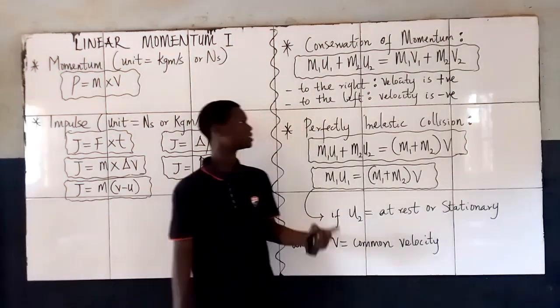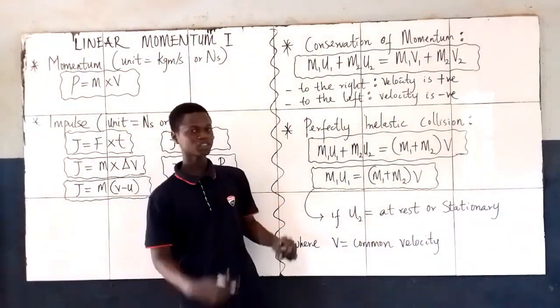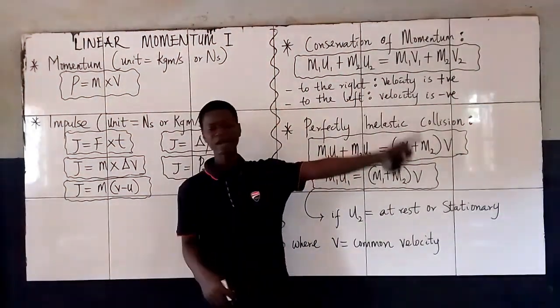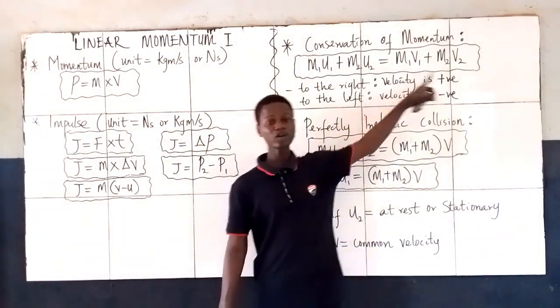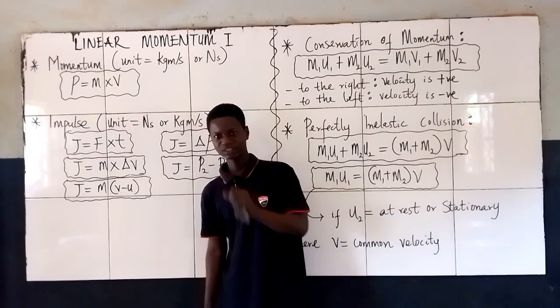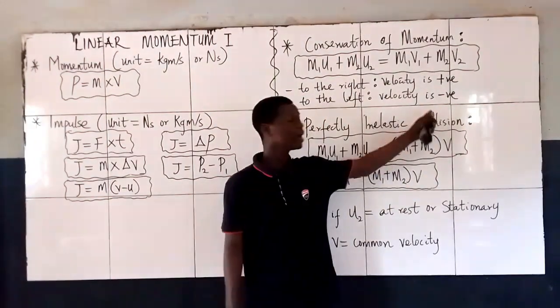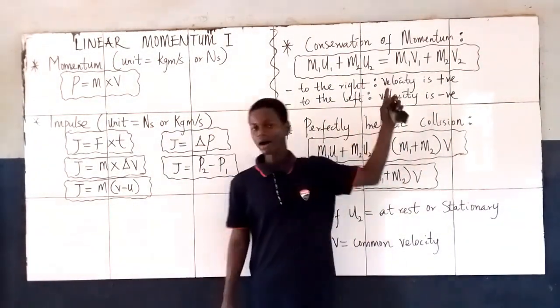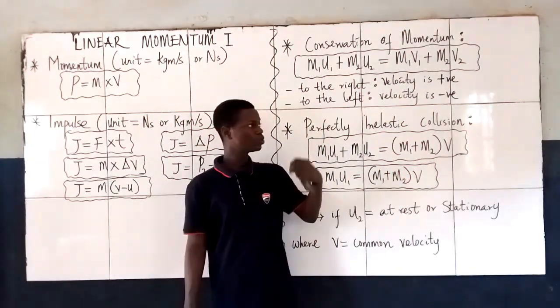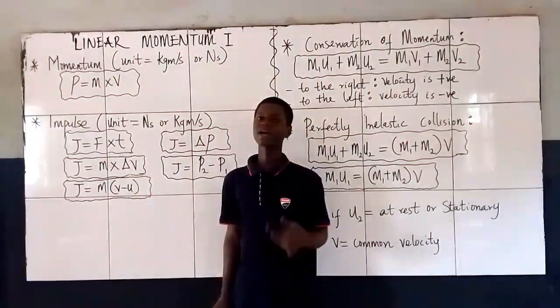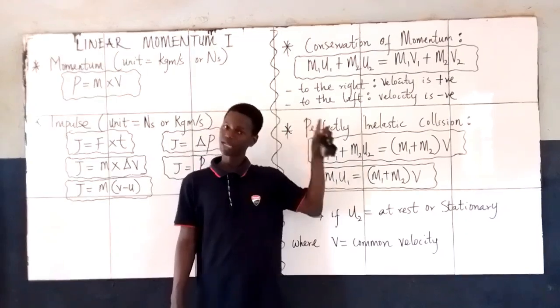So now we know this. What else should we know? If the body was moving to the right, the velocity should carry a plus sign. But if the body was moving towards the left, the velocity should carry what? A minus sign. These are all you need to know under conservation of momentum. You will get to understand this better when you try more practical questions under this topic.